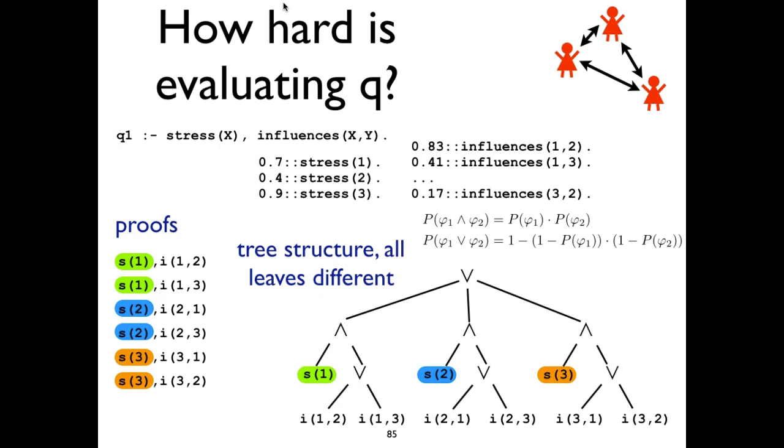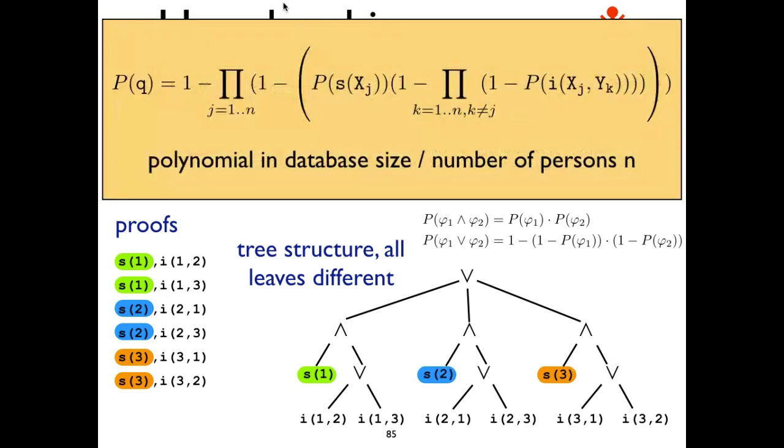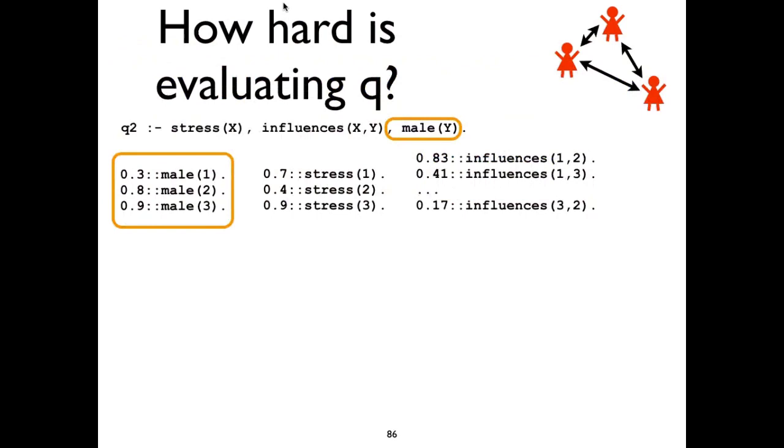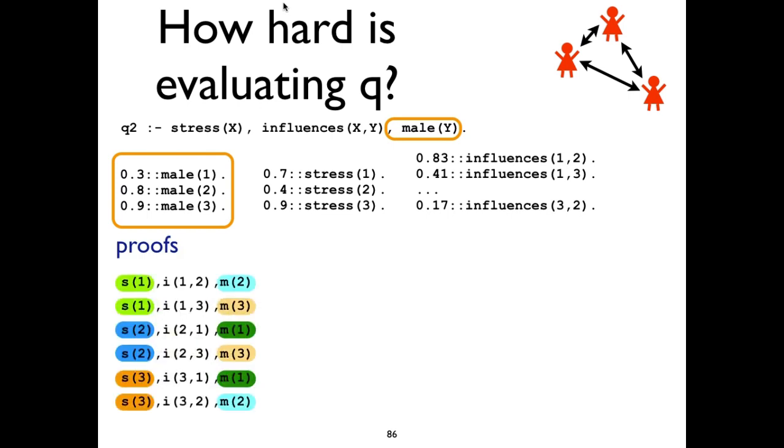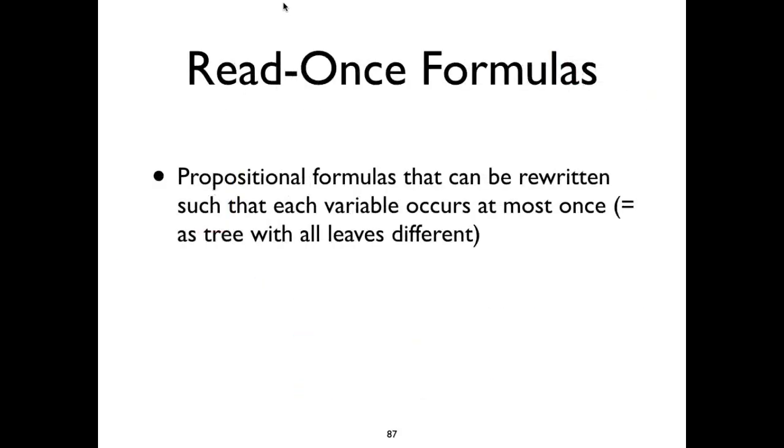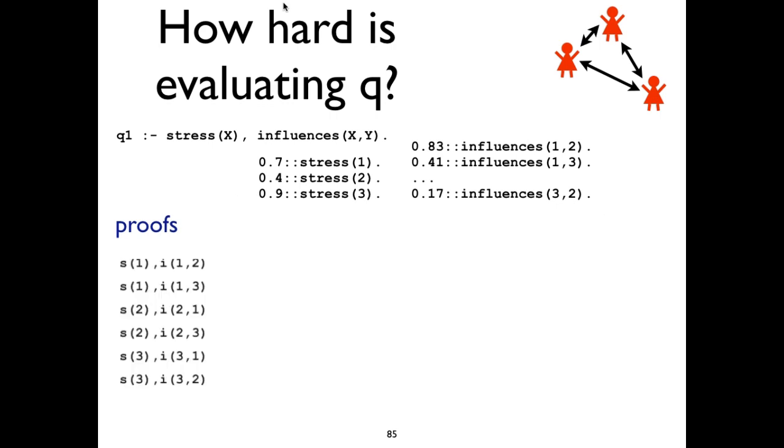You can show that these two rules will apply and that they are sufficient to compute the probability of Q1 being true. This is in a much more general case, and it's polynomial. However, if I now add this extra condition on Y, and also add probabilistic stuff here, then I get something which is no longer a proof structure.